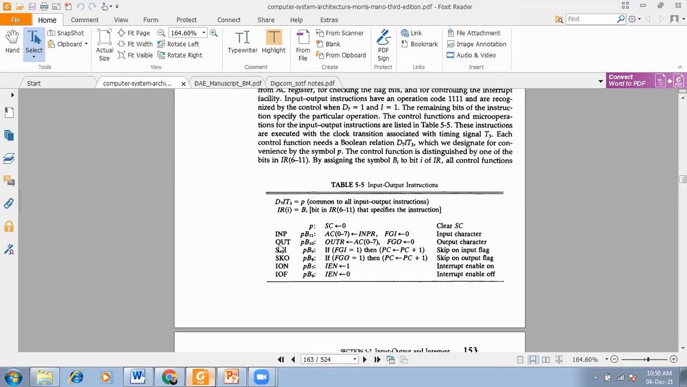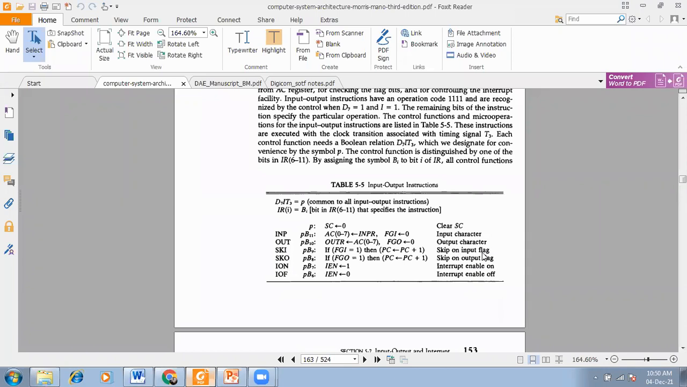In that case, it is out. So output character. SKI means skip on input flag. SKO means skip on output flag. So you have to check whether the flag is set or reset. If it is set, you can't take the data.